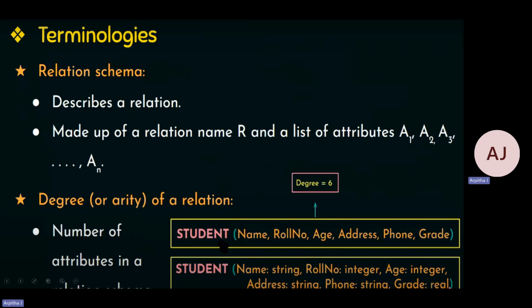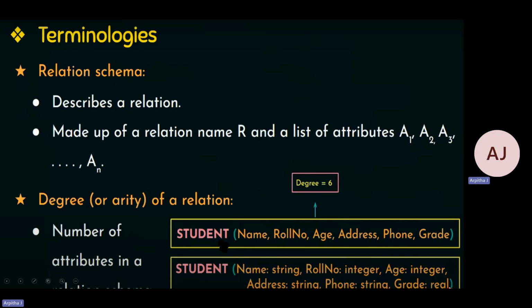You can represent it in two ways. One is student, name, age, roll number, address, phone number. Directly you can represent. Otherwise, one more way is student, name, colon, with that. What is this? Data type we call it, otherwise we call it the domain. So, which type of data you have to enter? Here name should be of the type string, roll number should be of the type integer, age of the type integer, address of the type string, phone number of the type string, grade of the type real number. So that is the domain.